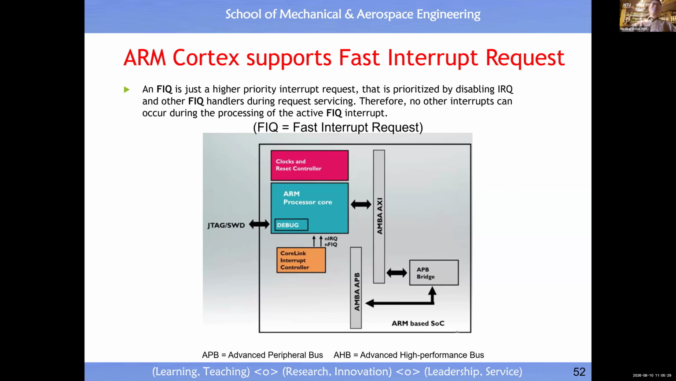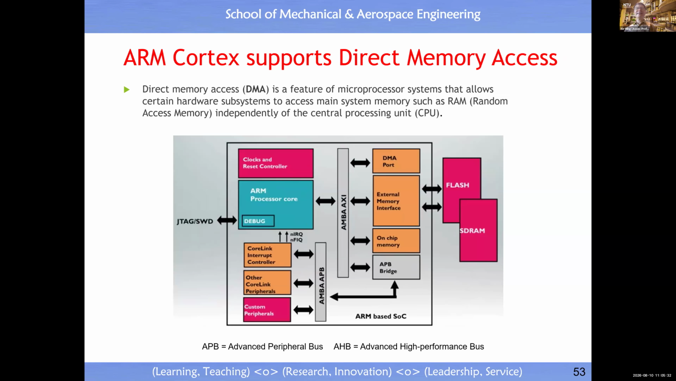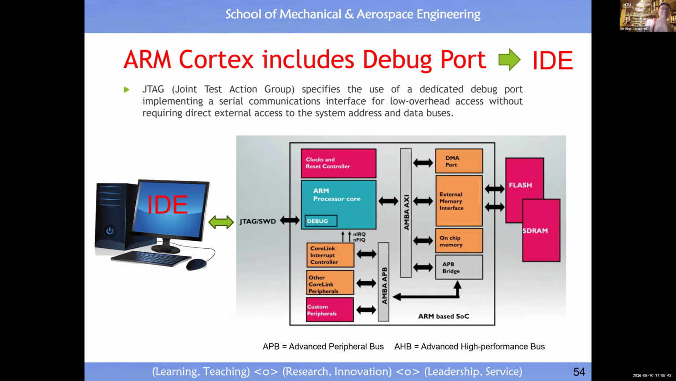Fast interrupt is easy to understand. It has a higher priority, right? And then you also have the soft interrupt, etc. So this is telling you about the two buses, to speed up the communication. And this is more important.